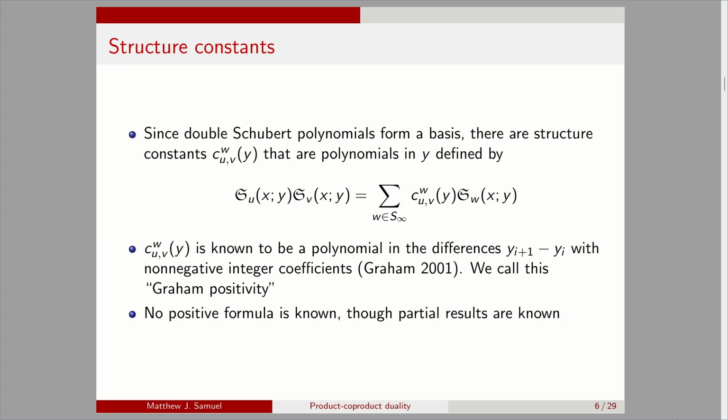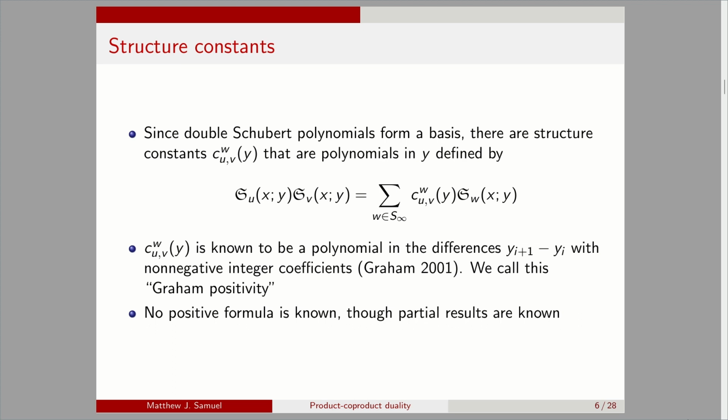So since the double Schubert polynomials form a basis, there are structure constants c_{uv}^w of y that are polynomials in y that we may define by taking the product S_u of x, y times S_v of x, y, and expanding this in terms of the basis, and the coefficient of S_w of x, y is c_{uv}^w of y. Now, these coefficients have a known positivity property. They are polynomials in the differences y_{i+1} minus y_i with non-negative integer coefficients, which was proved by Graham in 2001. I will be referring to this positivity property as Graham positivity.